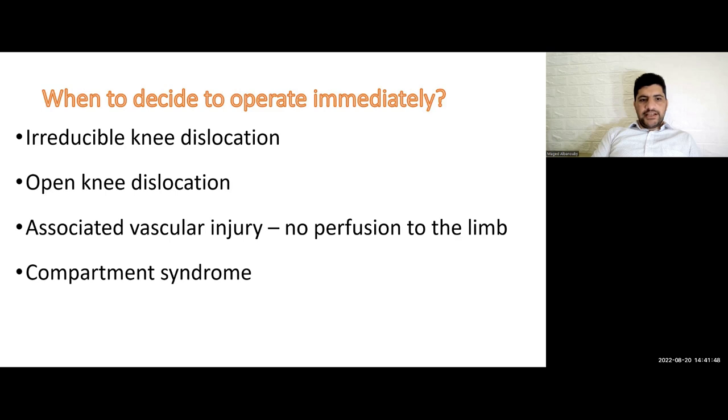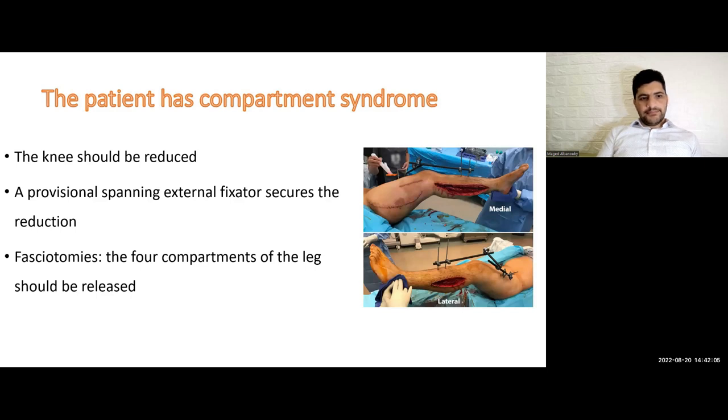When to decide to operate immediately: irreducible knee dislocation, open knee dislocation, associated vascular injury with no perfusion of the limb, and in case of compartment syndrome. How do you diagnose compartment syndrome? Pain out of proportion to the injury, severe edema, tense compartment. Measuring compartment pressure may help, but depending on clinical signs is more important. Don't depend on vascular status, perfusion or nerve injury. What will you do in compartment syndrome? First, I will reduce the knee, apply a provisional external fixator to secure reduction, and do compartment fasciotomy.